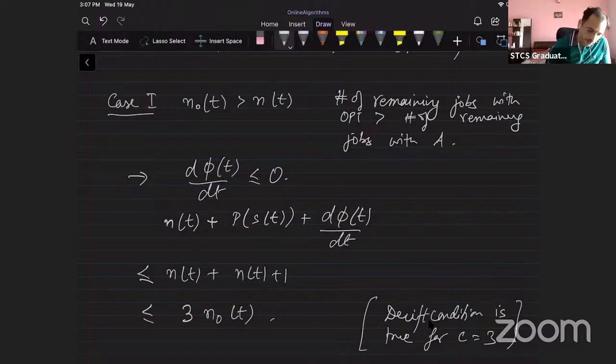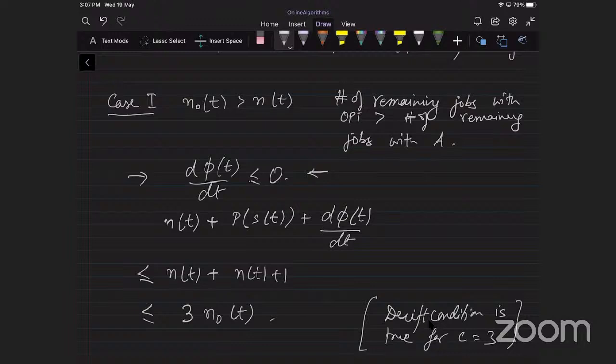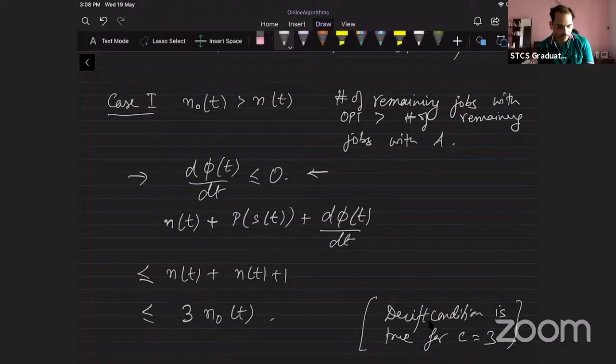Is everybody with me? I'm yet to prove that this is true. So if the derivative of phi of t is less than 0, then I have that the drift condition is true for c equal to 3. Everybody fine? Okay, so now tell me why it should be that in this particular case, when the number of jobs with the OPT is larger than the number of jobs with the algorithm, d phi of dt should be less than or equal to 0.